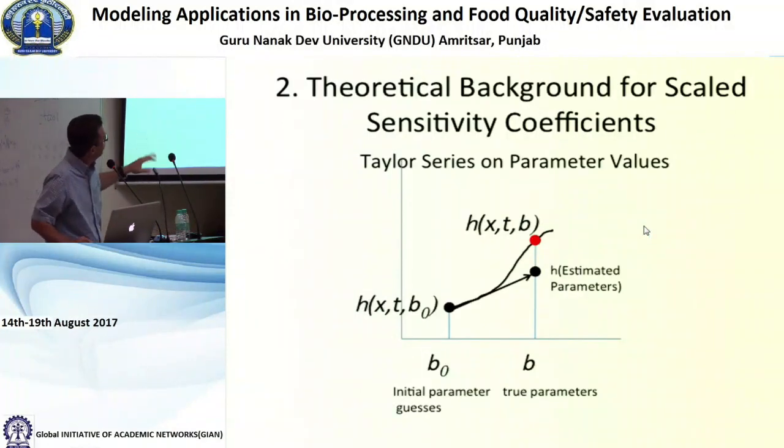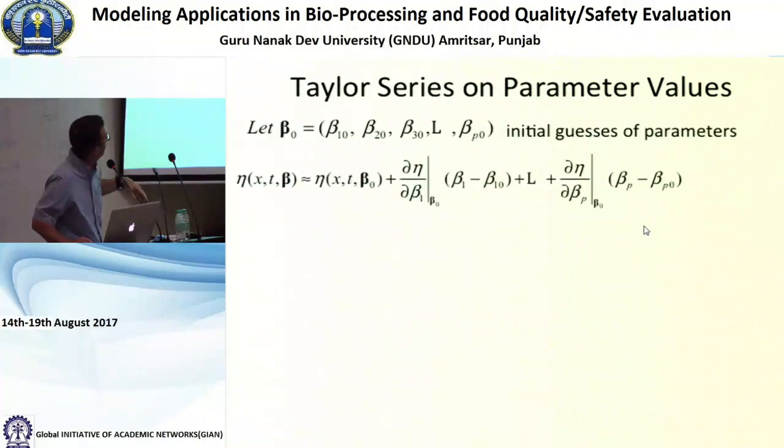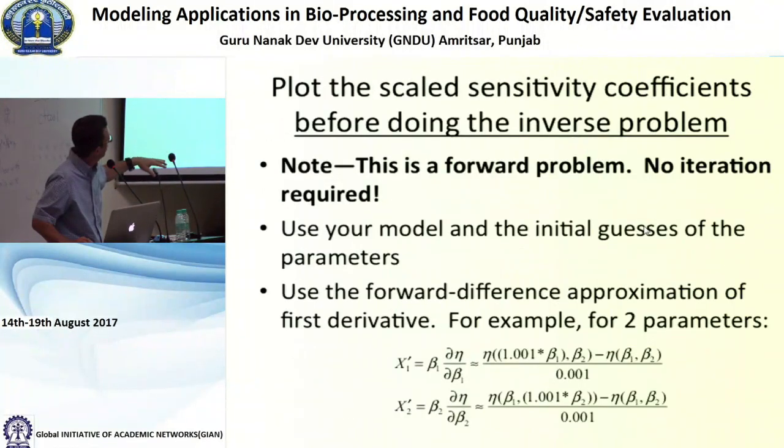So I'm not going to get into this one just because of time, but let me go through this. I want to go to the next one. So you have to plot your scaled sensitivity coefficients before you do your inverse problem. It's a forward problem because you have to make a reasonable guess of your parameters, and then you plot that. You plot your scaled sensitivity coefficients, and you use a forward difference. The forward difference is you just take the model minus, let me show you how this works.